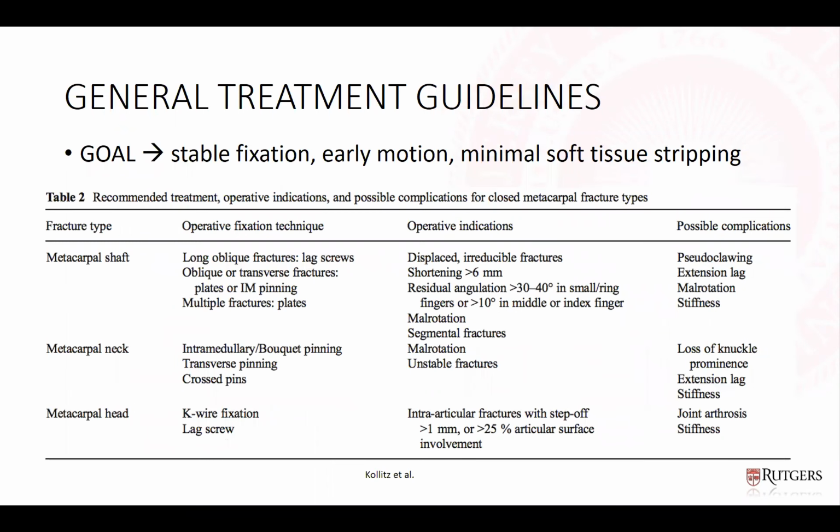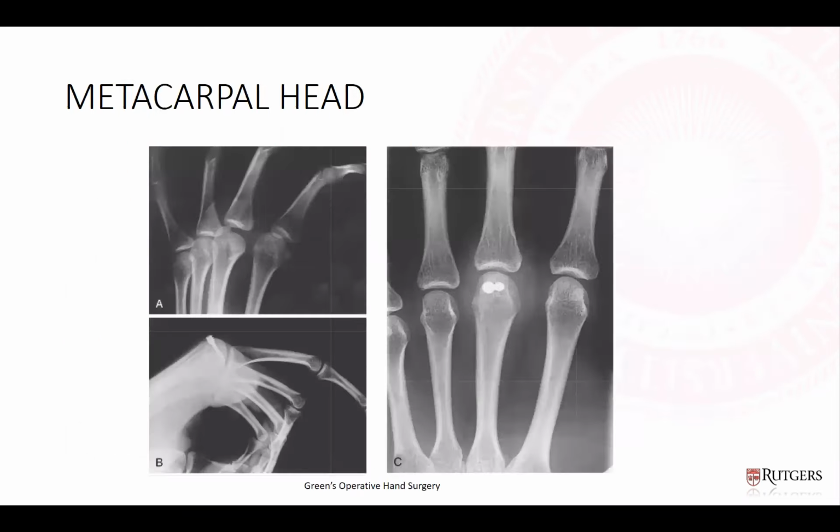The goal with any treatment of these fractures is stable fixation, early motion, and minimal soft tissue stripping. There's a lot of different operative fixation techniques, and we'll go over them kind of one by one here. So we'll start with metacarpal head fractures and just discuss them briefly.